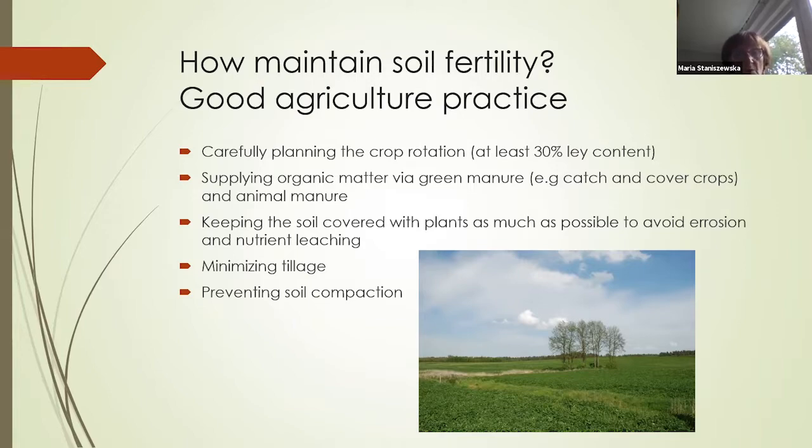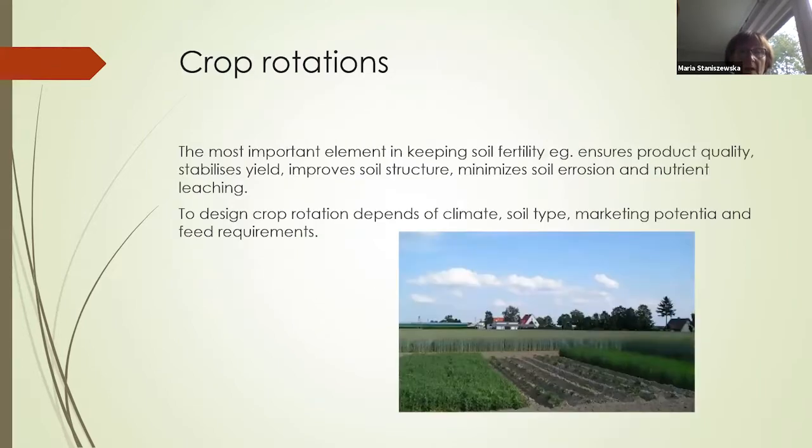Why soil compaction? Because when the soil is compacted, it is not keeping the water and the nutrients. The key issue is crop rotation. The most important element is keeping soil fertility, ensures product quality, stabilizes yield, improves soil structure, minimizes soil erosion and nutrient leaching.